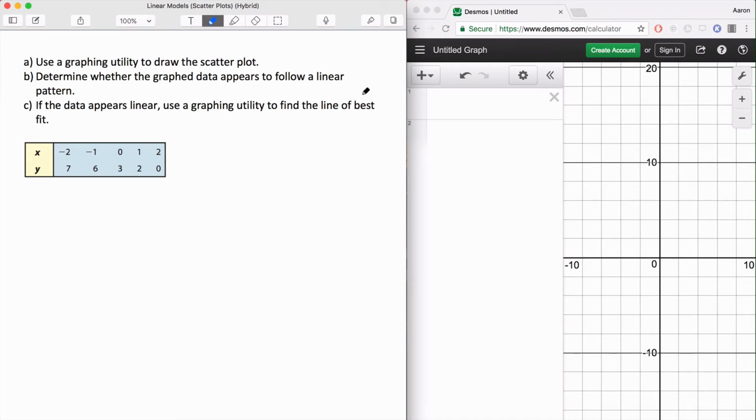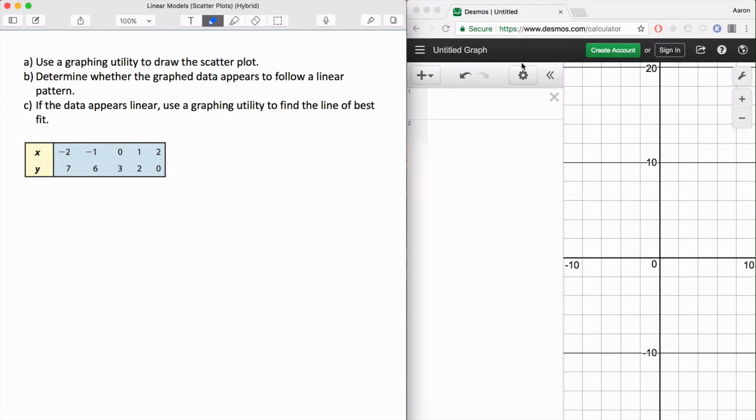Today we're going to look at how to use a graphing utility to draw a scatter plot, and if the data is linear, write the equation for a line of best fit. For today, I'm going to be using the Desmos online graphing calculator as my graphing utility, but you could do this with your graphing calculator and get the same results.